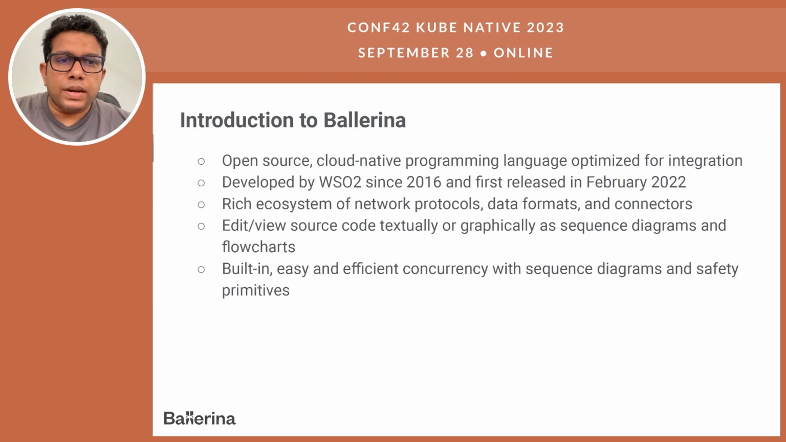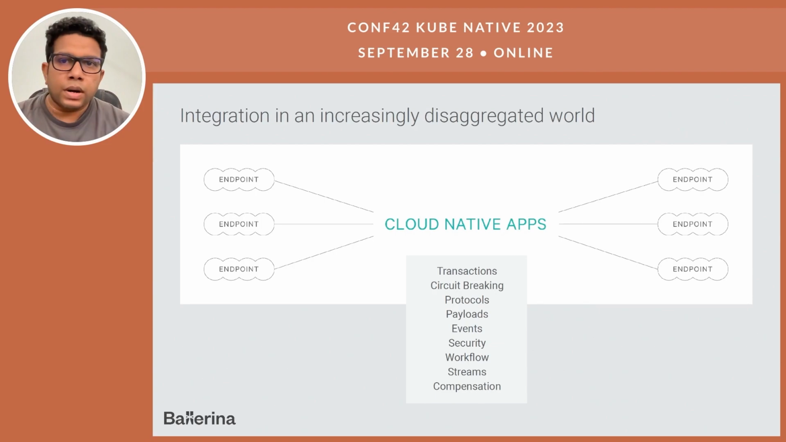Ballerina comes with a vibrant ecosystem offering a plethora of network protocols, data formats, and connectors. What's exciting is that you can craft your code the way you like it, whether through text or visually using a sequence diagram or flowcharts for that added quality. Ballerina brings in built-in user-friendly and efficient concurrency, all backed up with safety features, ensuring your development journey is smooth and secure.